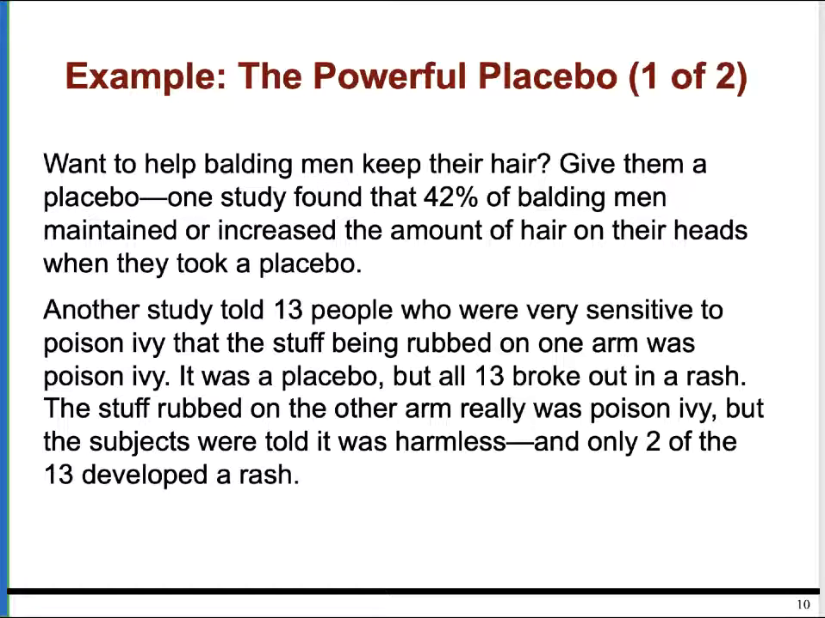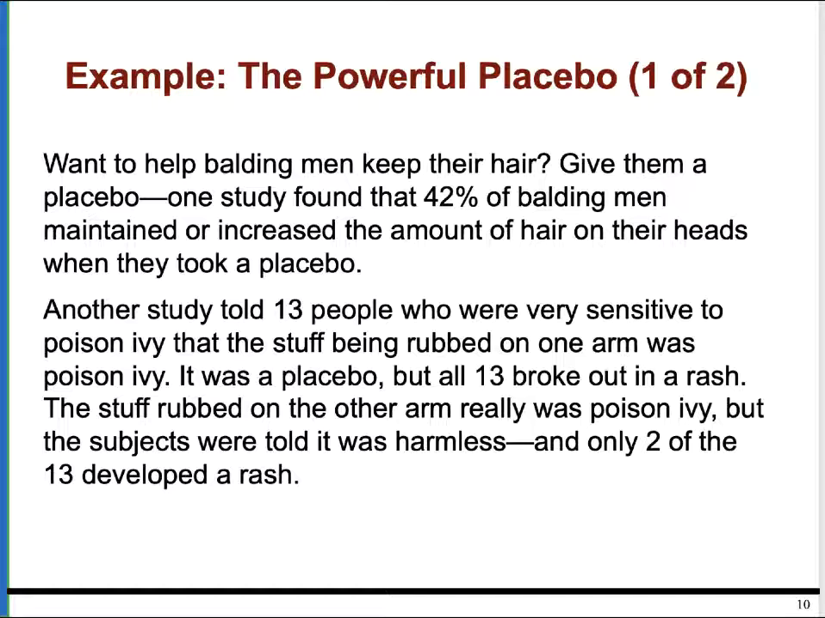There was another study where 13 people who were known to be very sensitive to poison ivy were told that the stuff being rubbed on one arm was poison ivy, but it was actually the placebo. In this study, all 13 broke out in a rash. Why the body broke out in a rash was surprising because there was no poison ivy given to any of these people in the study.